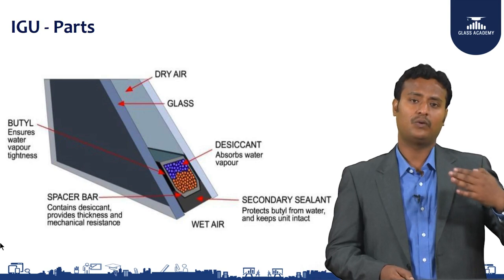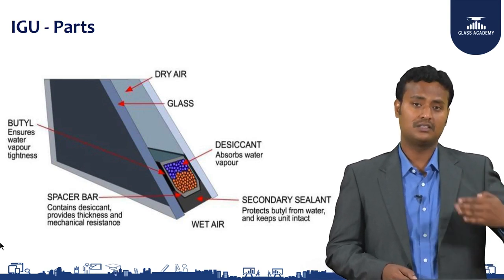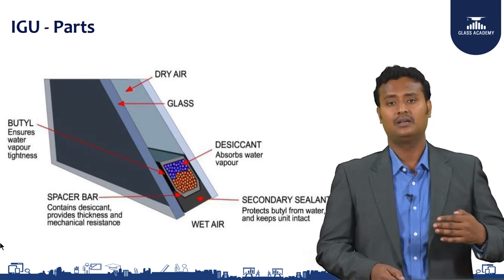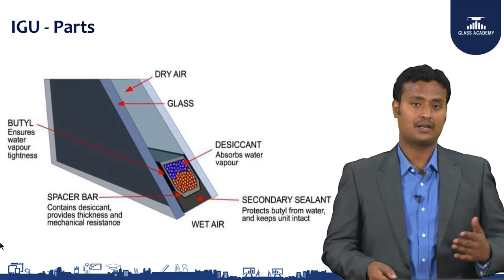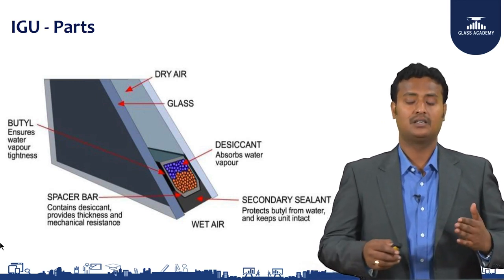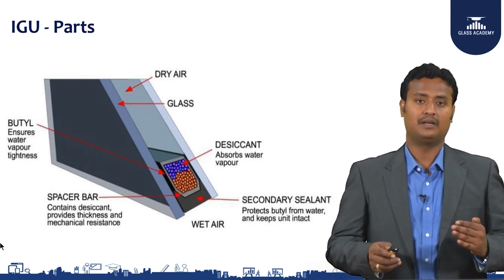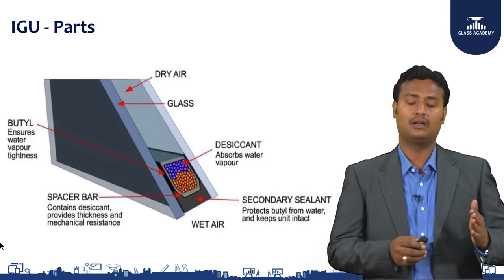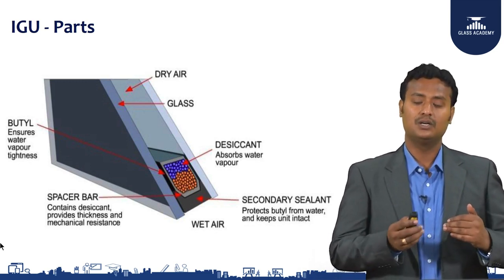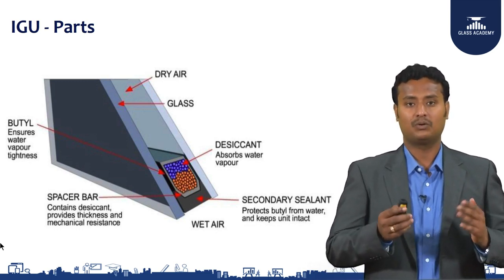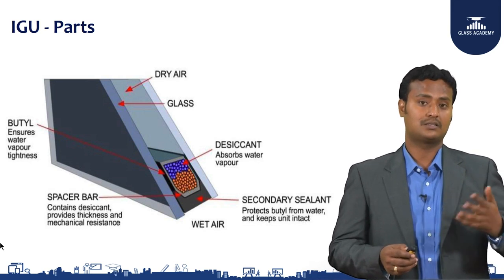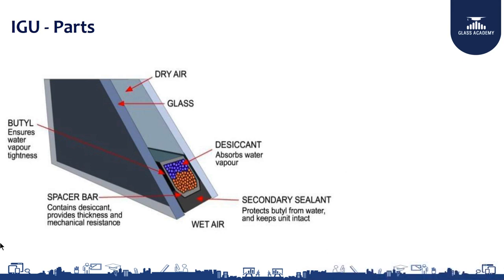It prevents vapor ingress and allows structural strength, and this butyl helps with deflection, like under high wind load. The glass may tend to deflect during those periods, so the butyl enables the glass to move from its original position by 2 mm, 3 mm. That's what we get from butyl.